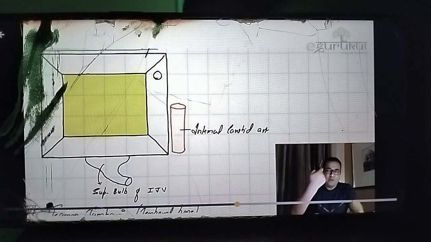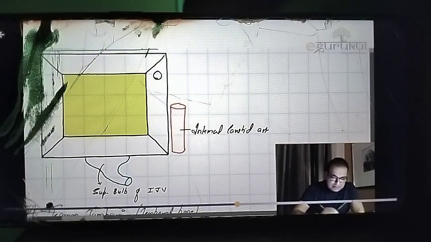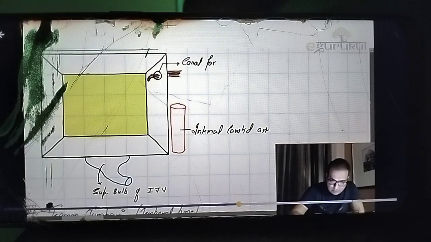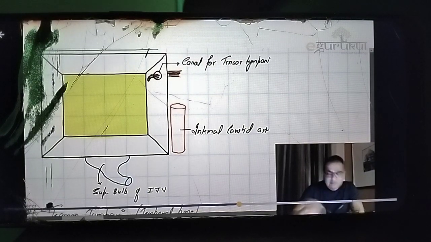Tensor tympani, the muscle which enters from the anterior wall, that muscle is tensor tympani. If I may just draw this muscle here, let us say the muscle comes in here. That's a muscle coming in here, and that's how it is entering into the middle ear. Curve it a little, it will be more helpful to understand in the later part. So this is the muscle that is tensor tympani, and obviously this opening is a canal for tensor tympani.